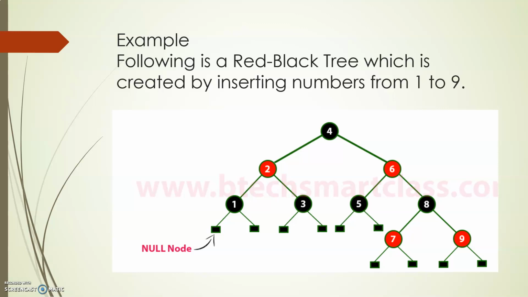As you can see, the null node is colored black and the root node is black. Then after a red node comes a black node, to avoid two consecutive red nodes coming together.